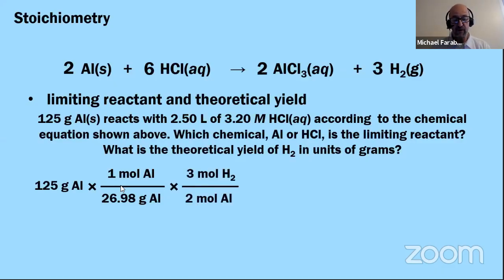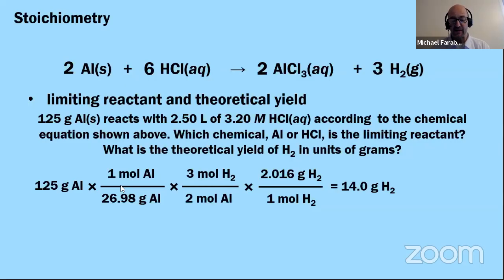And now let's convert from hydrogen moles to grams, using the periodic table. So while this number, 14.0 grams of hydrogen, is not necessarily my final answer, it is a point of comparison. So I'll start the same process over again, but using the other reactant.